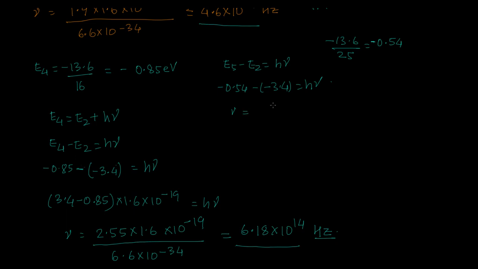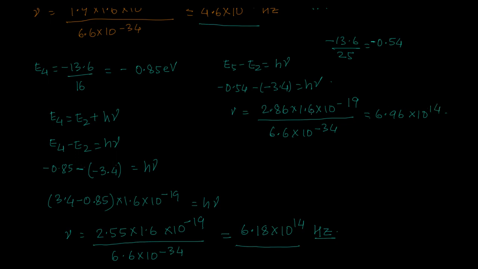Let us do that calculation in a hurry. And this is how much? 3.4 minus 0.54. That'll be 2.86 into 1.6 into 10 to the power minus 19 upon 6.6 into 10 to the power minus 34. Let us again try to find out this value. So it is 2.86 into 1.6 to the power minus 19, divided by 6.6 into 10 to the power minus 34, that gives you 6.93 into 10 to the power 14.